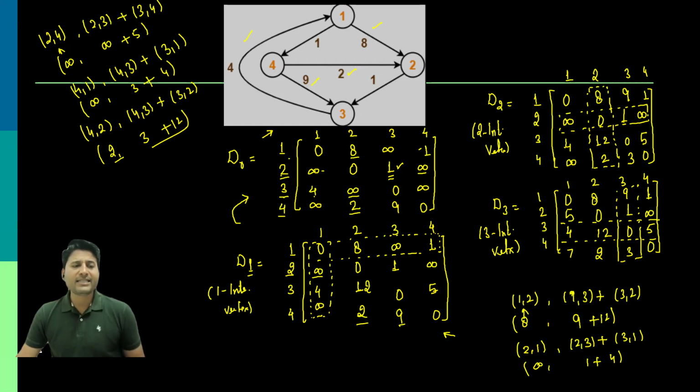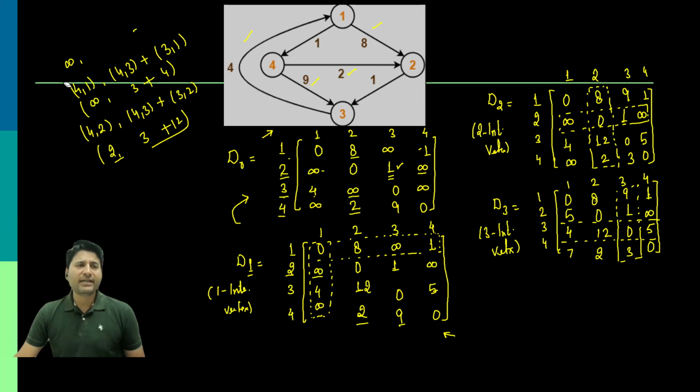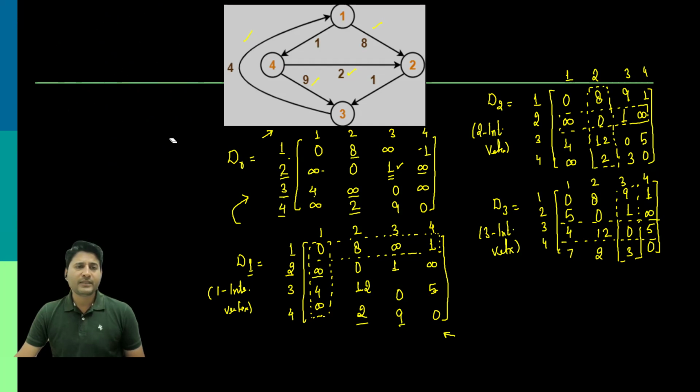Now we are going to make the final distance matrix, which is D4. And D4 is what? It will make the fourth vertex of this weighted graph an internal vertex. Let us try to draw it and see the final matrix too.